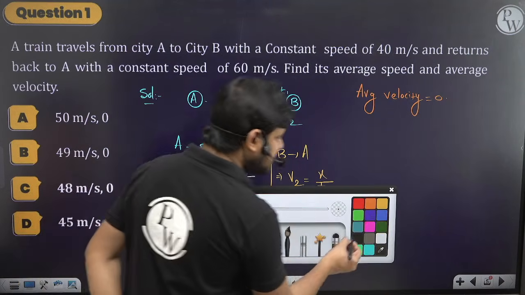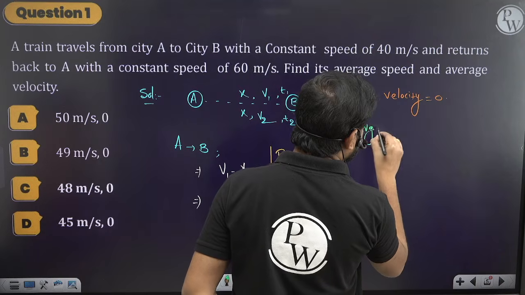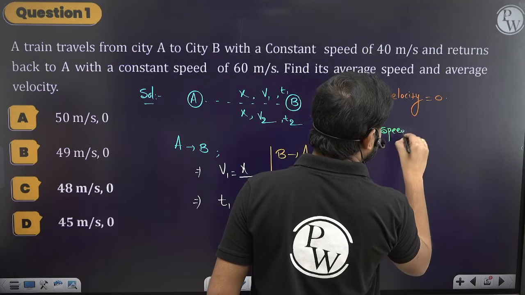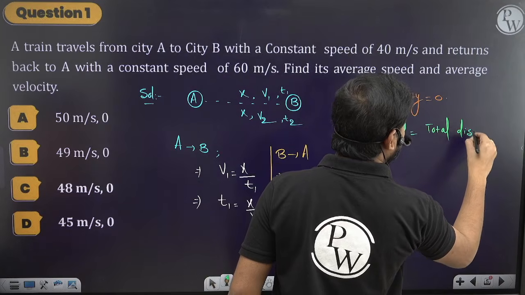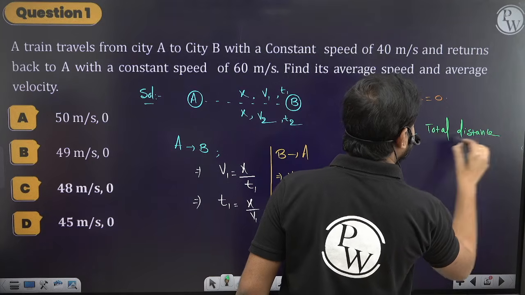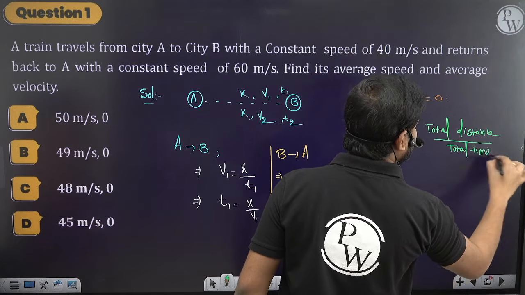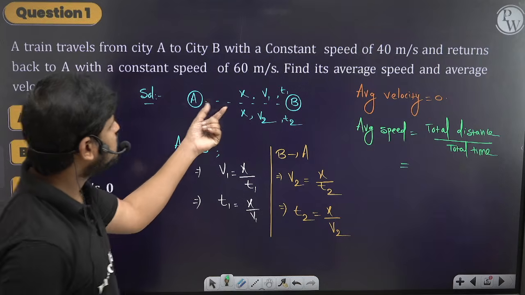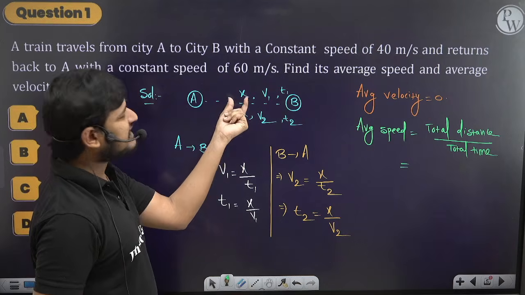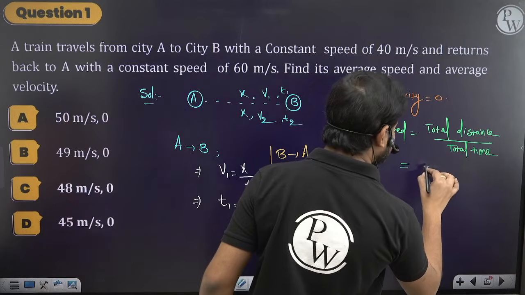Now the question is, how do we solve for the average speed? The average speed is equal to the total distance covered by the body divided by the total time. So here, if you observe, what's the total distance? While going it's covering x, while returning it's covering x. So the total distance is 2x.